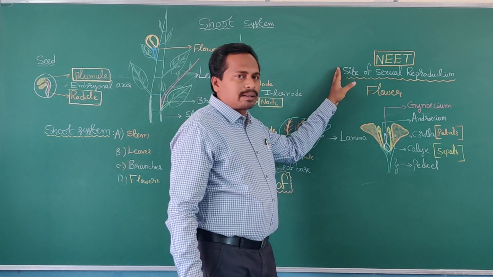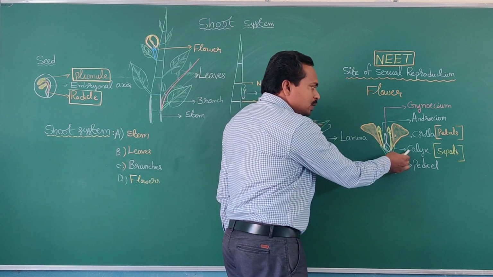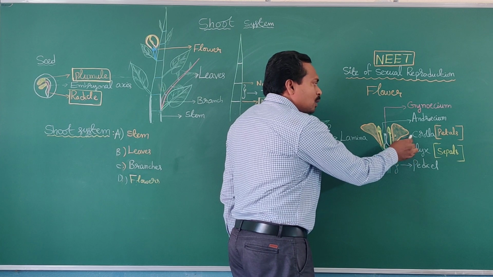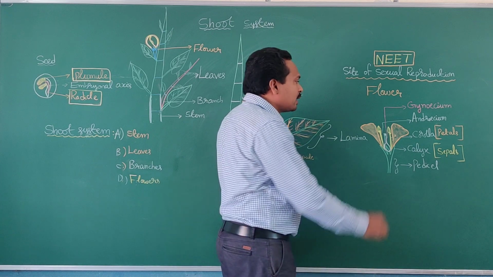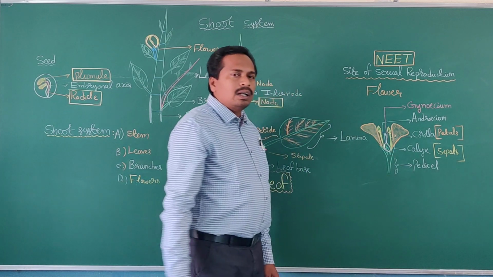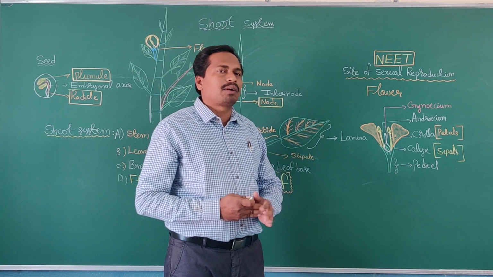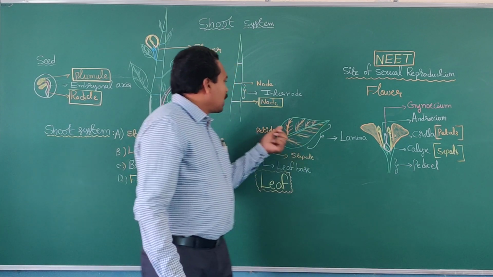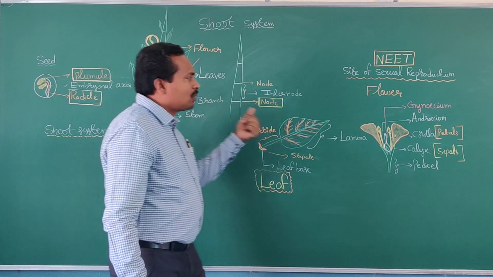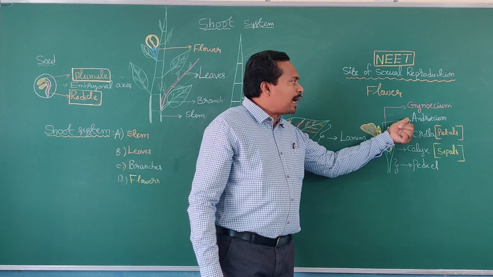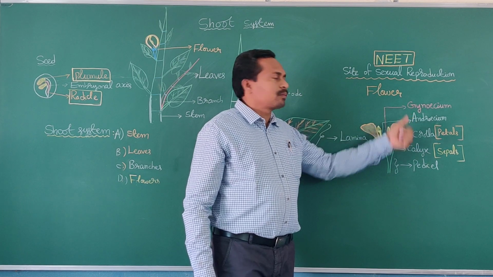Okay. What are the parts of a flower? The flower consists of mainly four parts. What are they? Calyx, corolla, androecium and gynoecium. These are the floral leaves. Some of the leaves are modified to perform sexual reproduction in a flower. Normal leaves perform photosynthesis, whereas the floral leaves, calyx, corolla, androecium and gynoecium, are involved in sexual reproduction.